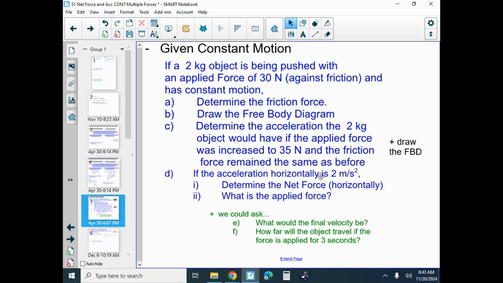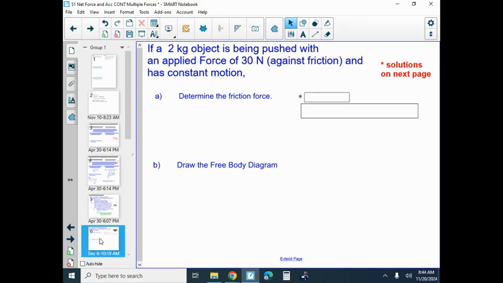If the acceleration was at a different value, what would the applied force be, or what must it be in order to make that happen? All these kinds of questions, right? And so we're going to determine the friction force. You need to notice that there is some hidden information here, right?